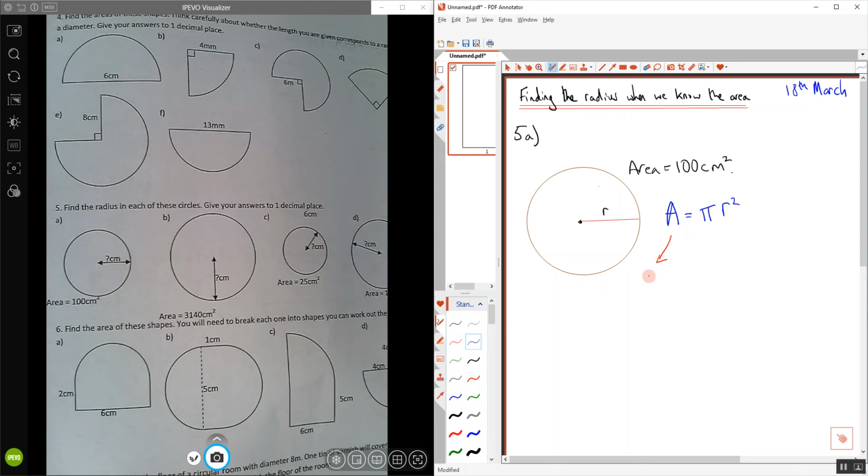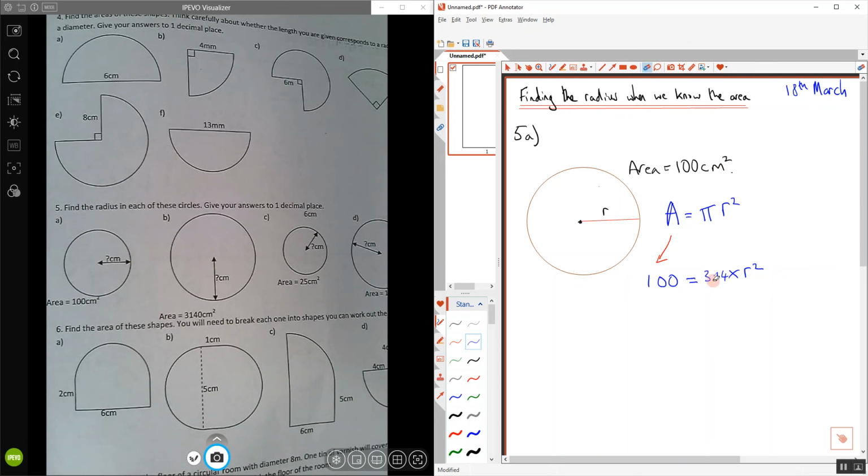So the area is 100. We know what pi is. I'm just going to leave it as pi. But I don't know what the radius is. Actually, I tell you what, let's write it as 3.14. Right, so I've got 100 equals 3.14 times r squared.